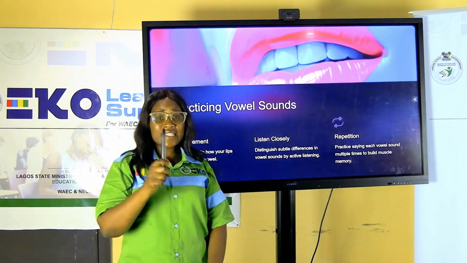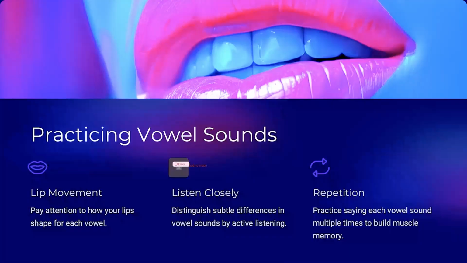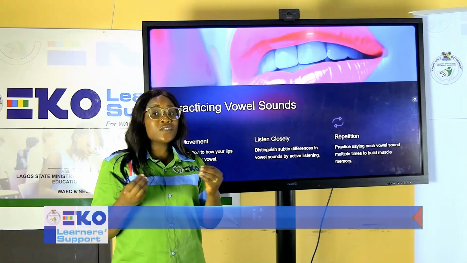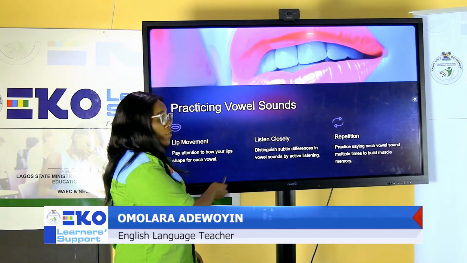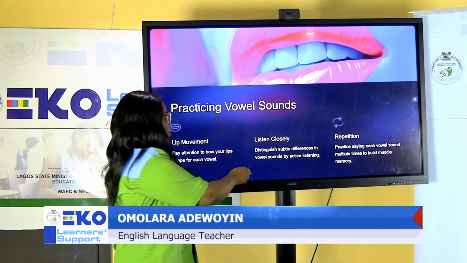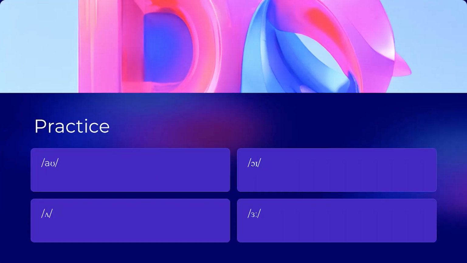Also, I said at the start of the class that repetition is the key to learning. Repetition is the mother of all learning. Practice saying each vowel sound multiple times to build muscle memory. Practice it as many times as you can. Doing it once in a while would not help, but come to it over and over again. I hope these tips help you. Let's practice this. I'm sure we've learned a lot today.